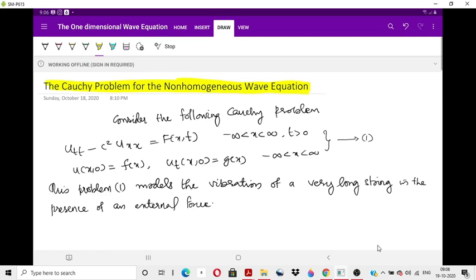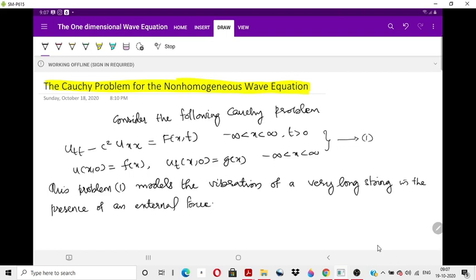Its general form is u_tt minus c squared u_xx. In the homogeneous form, the right side function is equal to 0, but here it is equal to F of x comma t, where minus infinity is less than x less than infinity and t greater than 0, with the initial conditions u at (x, 0) equal to f of x and u_t at (x, 0) equal to g of x, where minus infinity is less than x less than infinity.